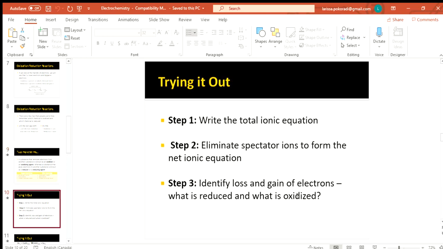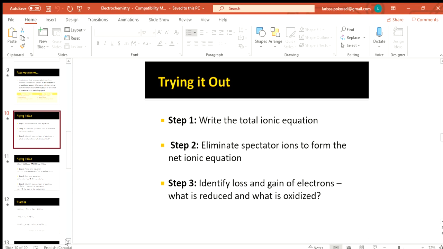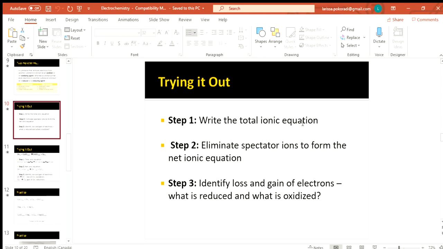So let's try to do one from scratch. The steps for us are going to be, first of all, taking whatever our reaction is and writing it completely out. So taking our compounds and breaking them up into their ions for a total ionic equation. Step 2, we're going to simplify it a little bit, kind of like when we took out those nitrates before. We're going to take out whatever isn't changing in the reaction. We'll take out the spectator ions. And then step 3, we're going to look at our charges of everything that's left behind and see what's gaining electrons and being reduced and what's losing electrons and being oxidized.